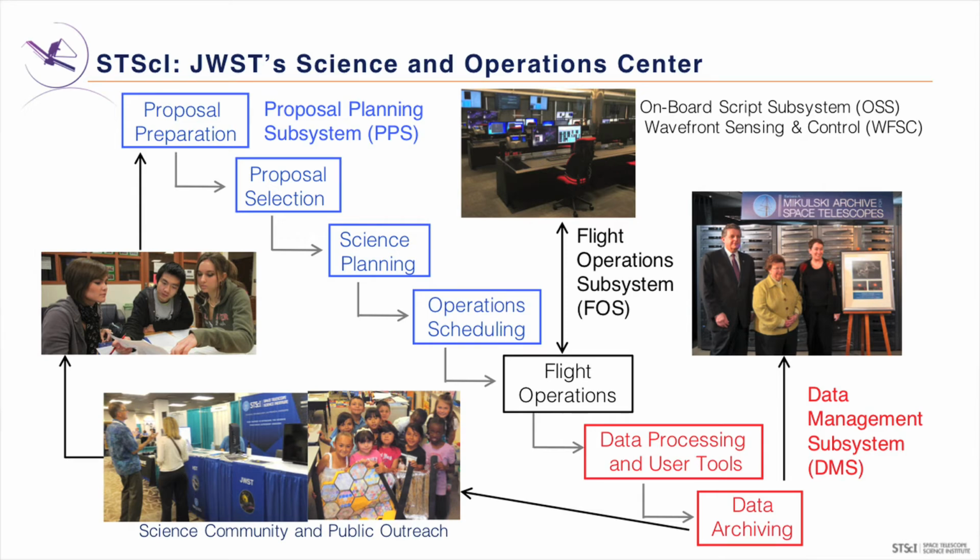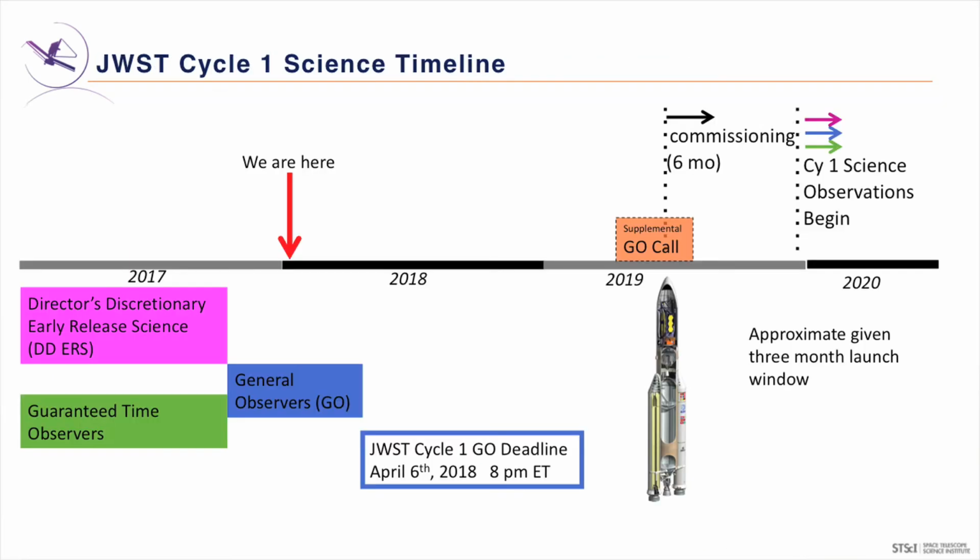Of course, also, many of you are familiar with interacting with us with the MAST archive as well, but there's a whole heck of a lot of stuff that we're working on in between here and there for JWST, including the Flight Operations Subsystem. So this is a little snapshot of the Mission Operations Center being housed at the Institute. We also do a large amount of science community and public outreach, which many of you are familiar with. So let's just lay the landscape for Cycle 1 Science with JWST.